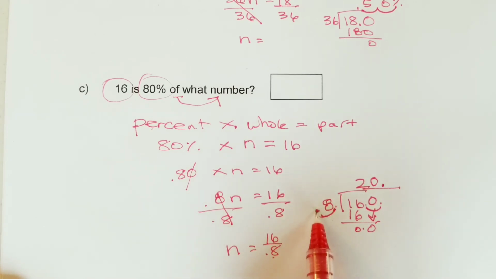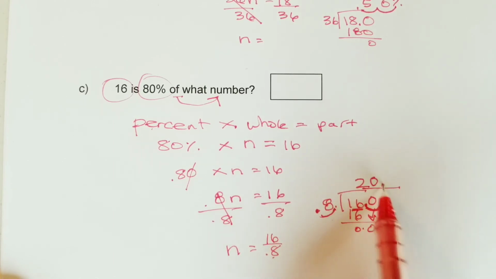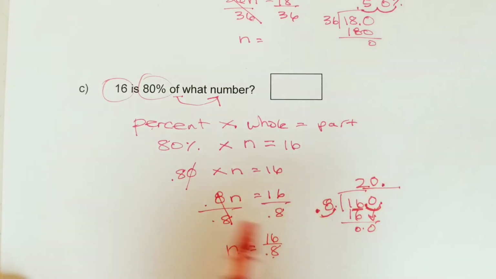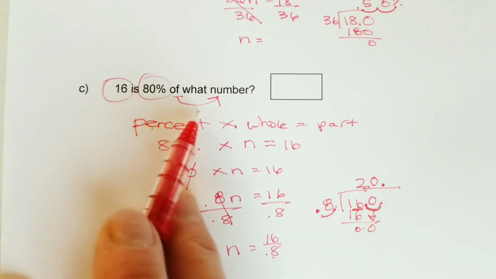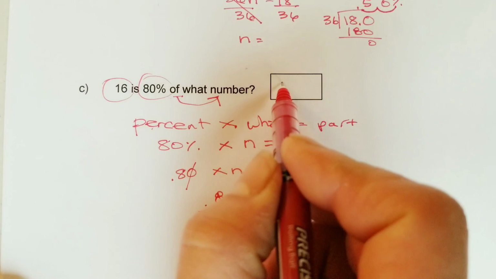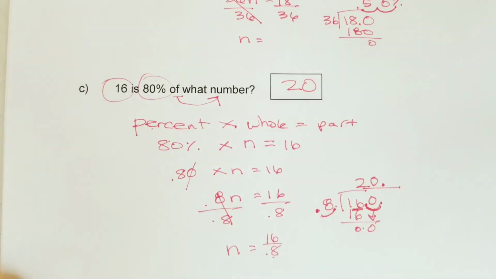Again, if you have a decimal in your divisor, you find where your whole number is, 16, you move it over 1 spot, put it on top of the house right away. And so 16 is 80% of what number? Well, 16 is 80% of a whole number of 20.